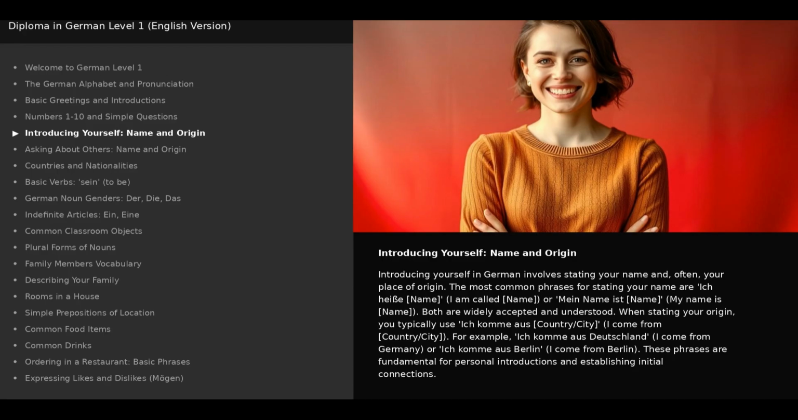Both are widely accepted and understood. When stating your origin, you typically use "Ich komme aus [country/city]", I come from [country/city]. For example, "Ich komme aus Deutschland", I come from Germany. Or "Ich komme aus Berlin", I come from Berlin. These phrases are fundamental for personal introductions and establishing initial connections.